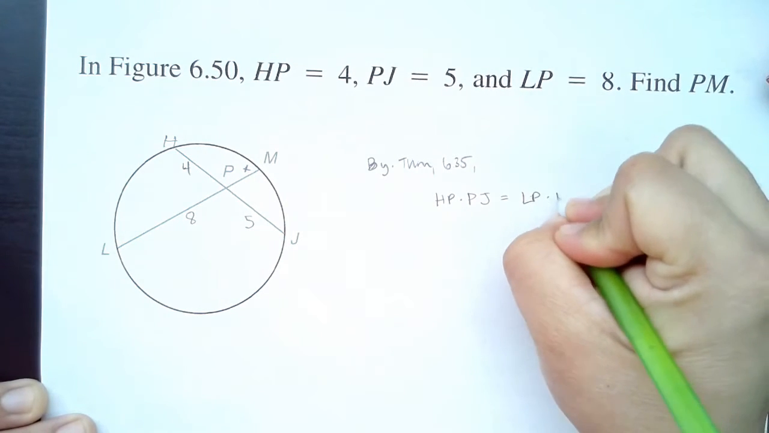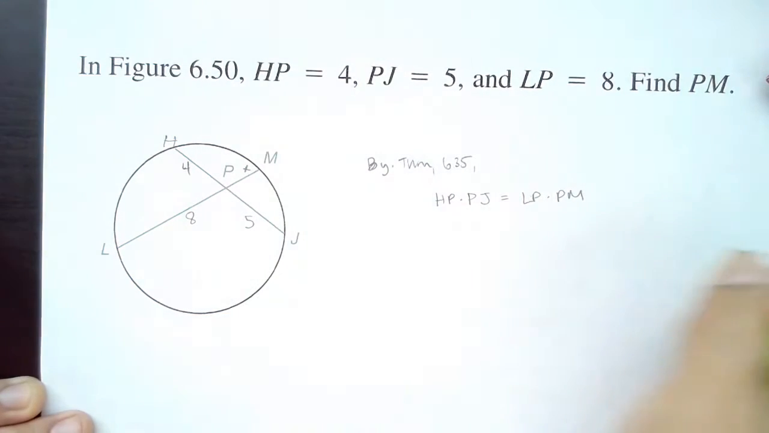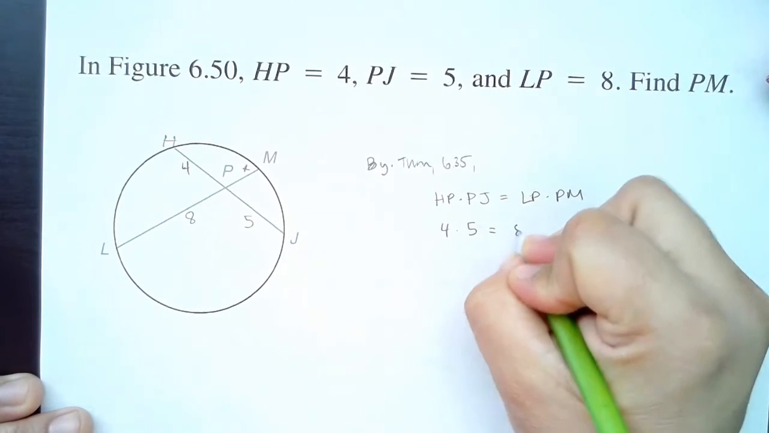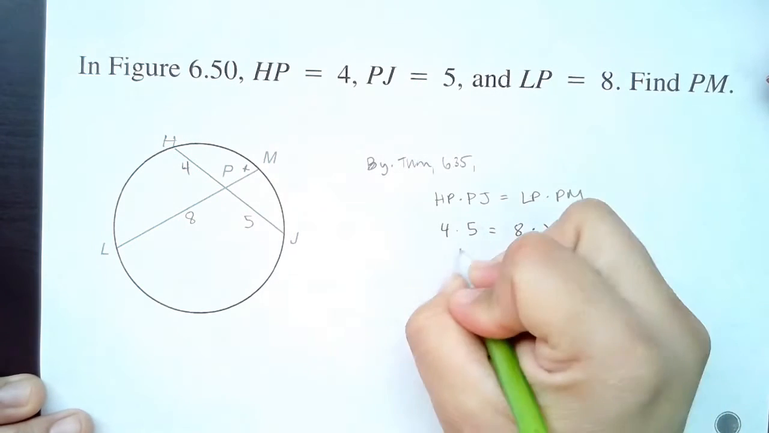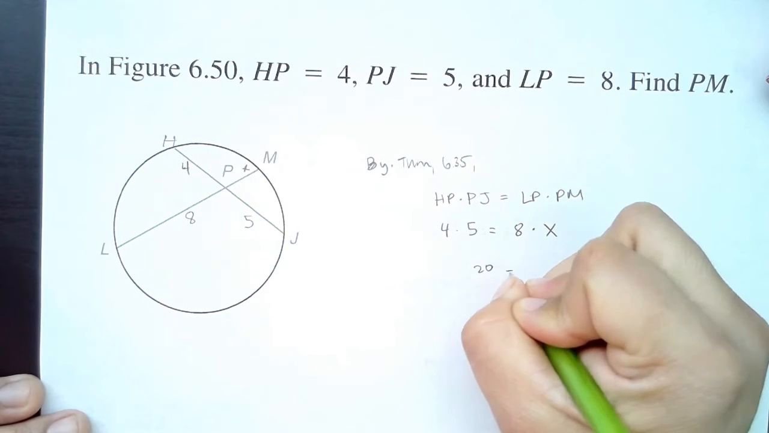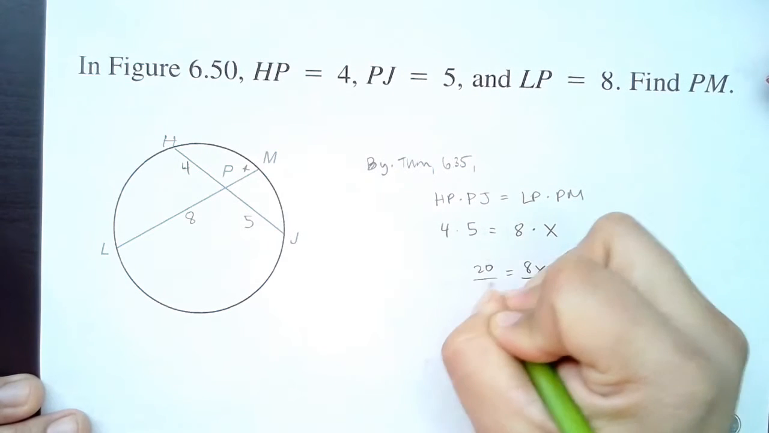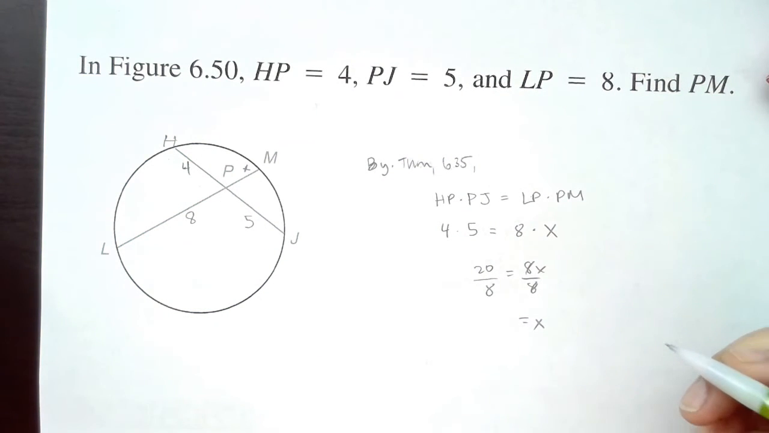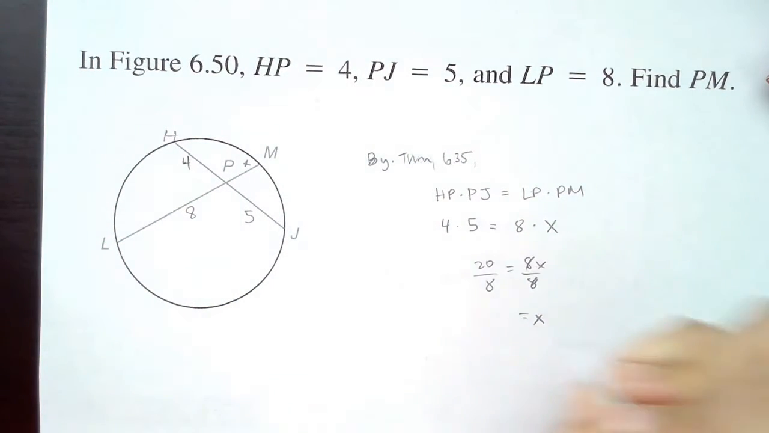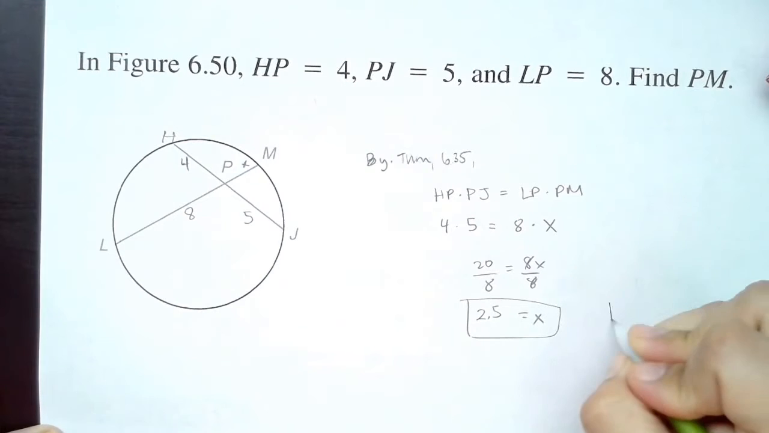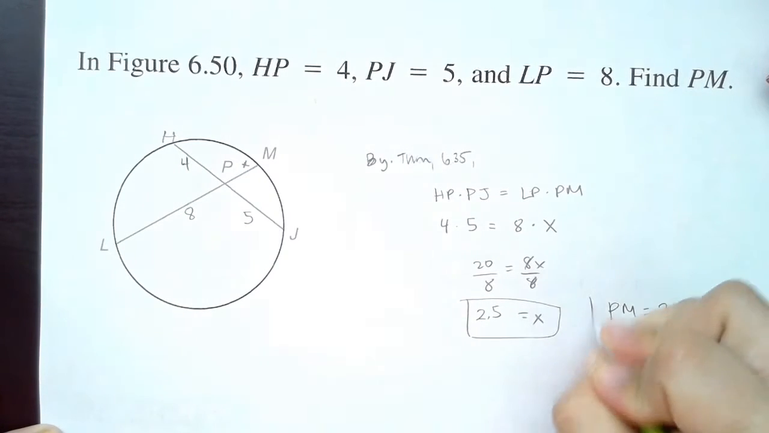So let's just substitute their values. 4 times 5 is equal to 8 times x. So that's 20 over 8, right? So x is equal to 20 over 8, or we can write that as 2.5. Okay? And that's it. So you say PM is equal to 2.5, more exactly. Okay? So that's that.